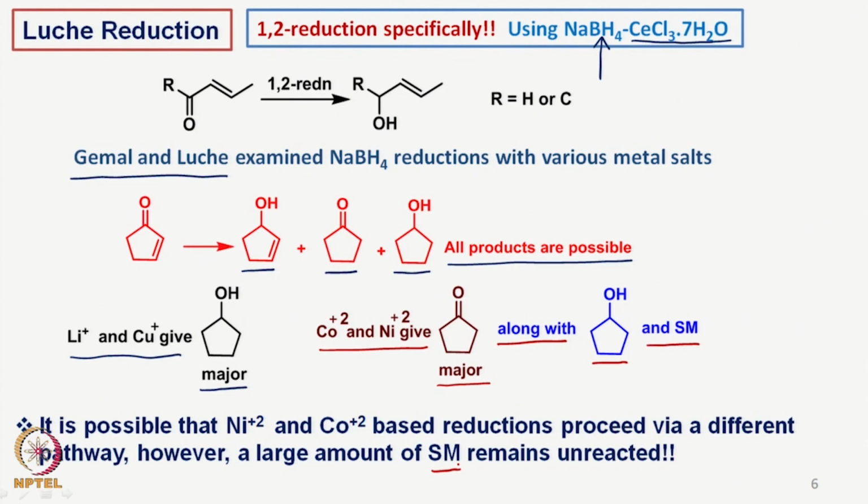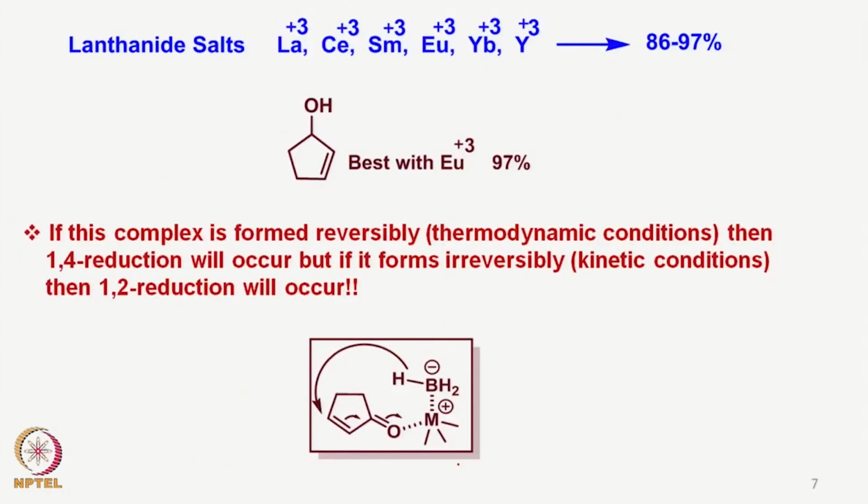So, they tried some other salts, particularly lanthanide salts, such as lanthanum, cerium, samarium, europium and yttrium, and they all gave the reductions in good yield, from 86 to 97%, and particularly it was found that it should not be europium, it should be cerium.